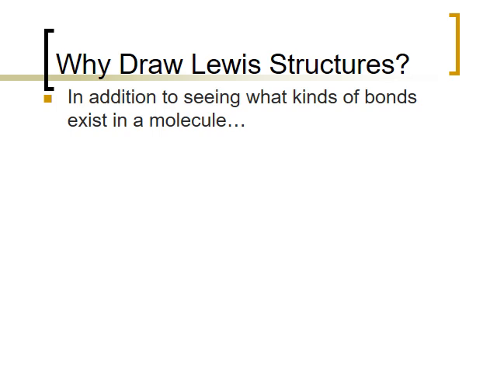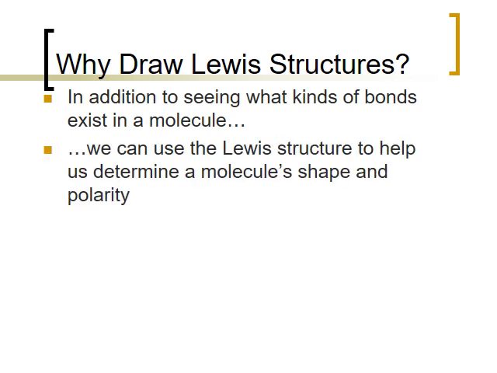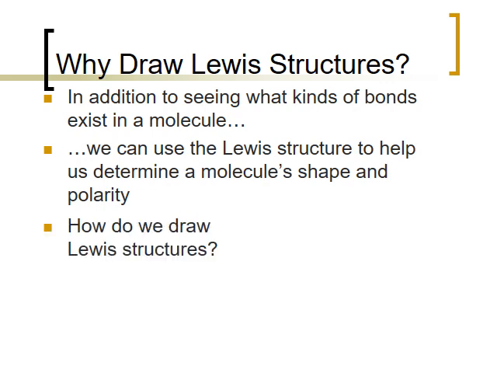So in addition to seeing the kinds of bonds, we can use the Lewis structure to help determine a molecule's shape and polarity. Now the Lewis structure by itself does not give us information on the shape, but we can take the Lewis structure and apply some other information to get the shape and whether or not the molecule is polar. So how do we draw Lewis structures?